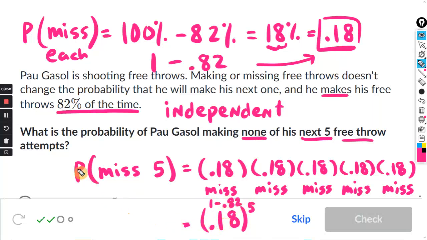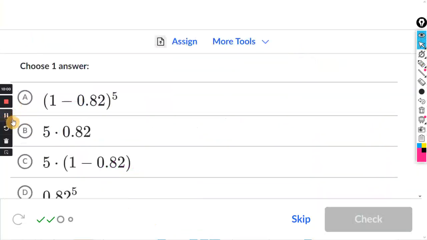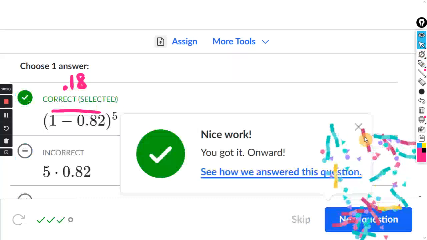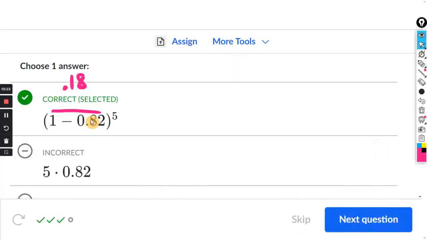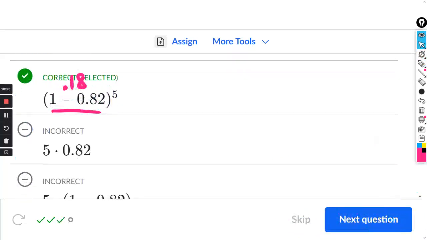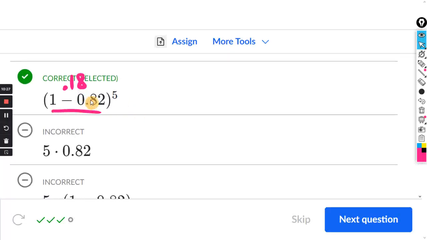So let's look at their answers. Right here, answer A, 1 minus 0.82 to the 5th power. 1 minus 0.82 is the same as 0.18. They're just showing you where the 0.18 came from. So that's it right there: 1 minus 0.82, in parentheses, to the 5th power. So check if there are multiple choices, because you might have to do it in this form instead of entering an actual answer.